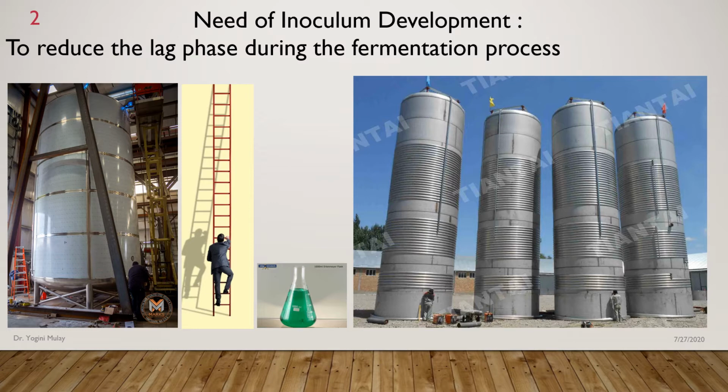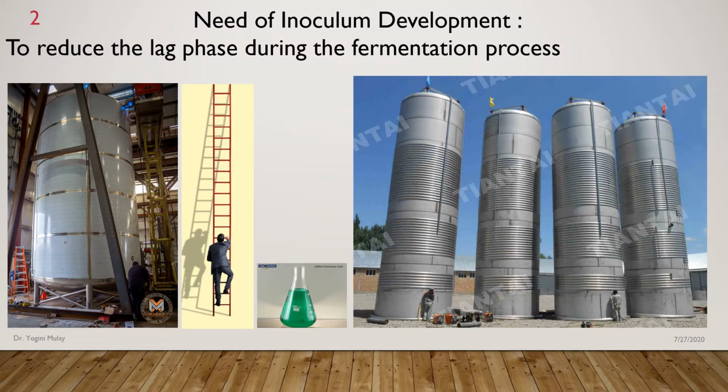Now, this is the purpose I have taken this picture. This is to realize how big the fermentation tanks are that we use at industry level. Normally, whenever we inoculate with the help of a wire loop, we inoculate it in a flask, isn't it? So inoculation with the help of a wire loop is possible in the case of a laboratory flask.